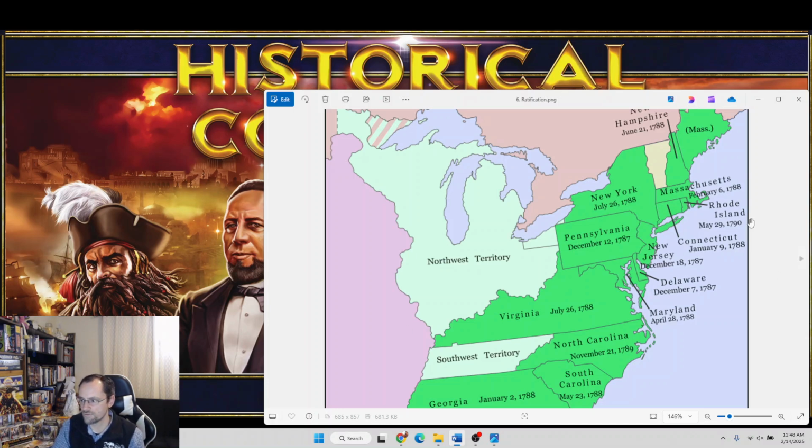1791, remember 1790 is when Rhode Island finally signed on. Vermont is added in 1791, Kentucky 1792, and Tennessee 1793, the first states to join this union. So I thought that was really interesting.